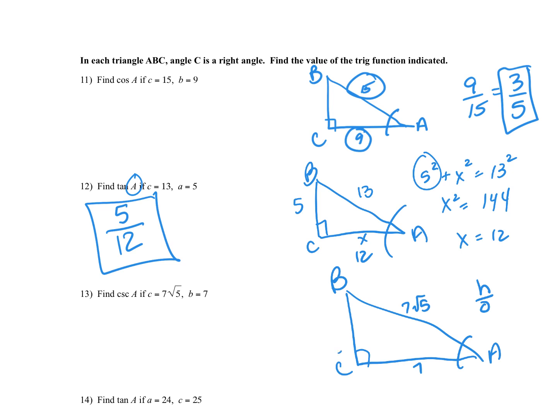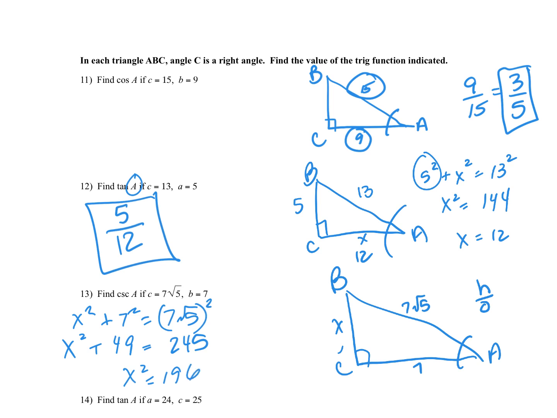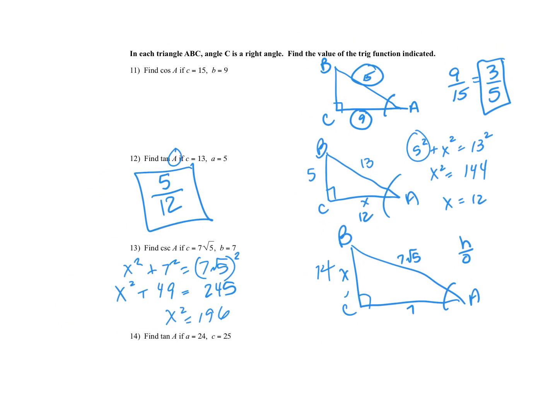So we'll put an x here: x squared plus 7 squared equals (7√5) squared. And that's x squared plus 49 equals 49 times 5, which is 245. And then we're going to subtract 49 from both sides, which is 196. So x squared equals 196. So x is 14. So now we're going to look at the cosecant as the hypotenuse, which is 7√5.